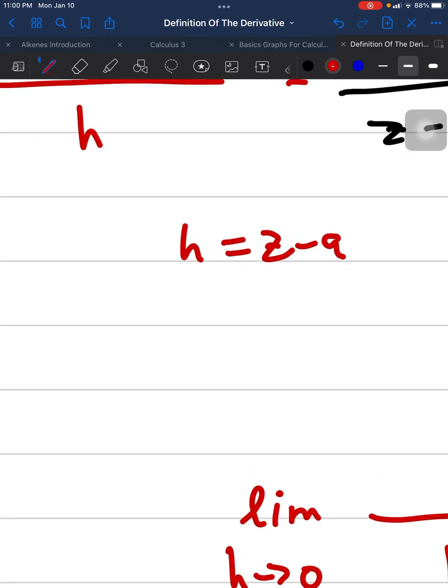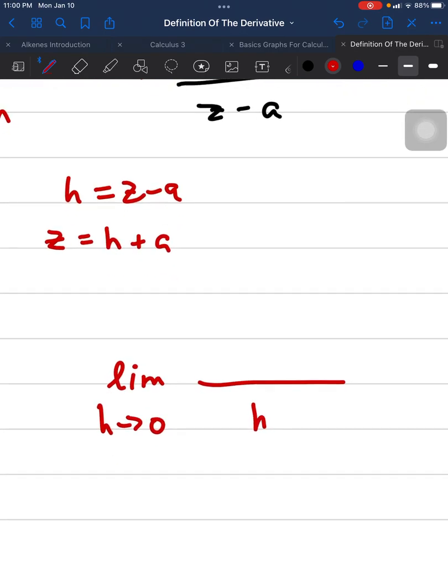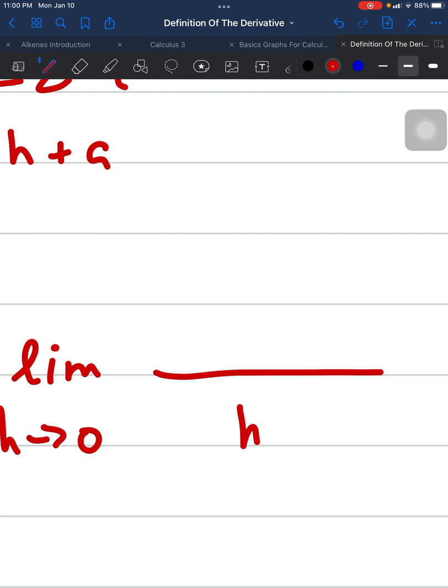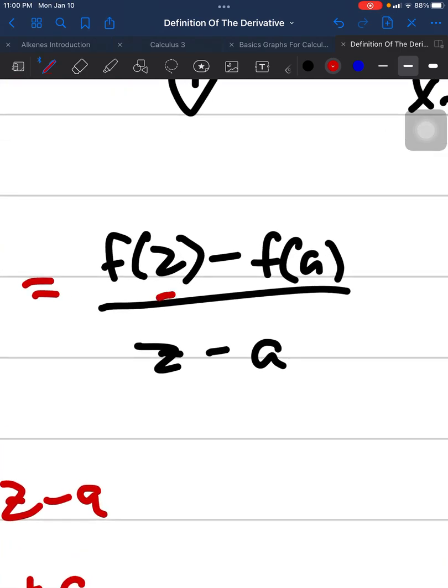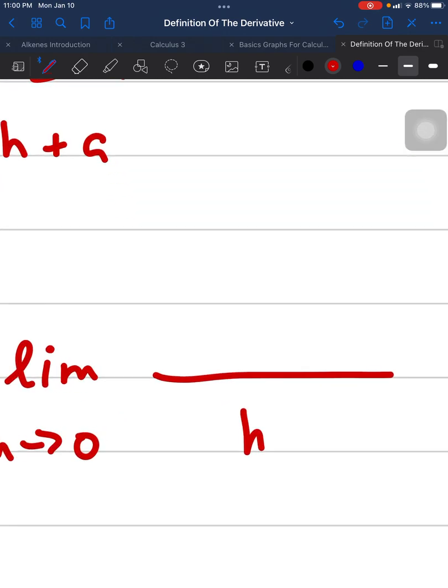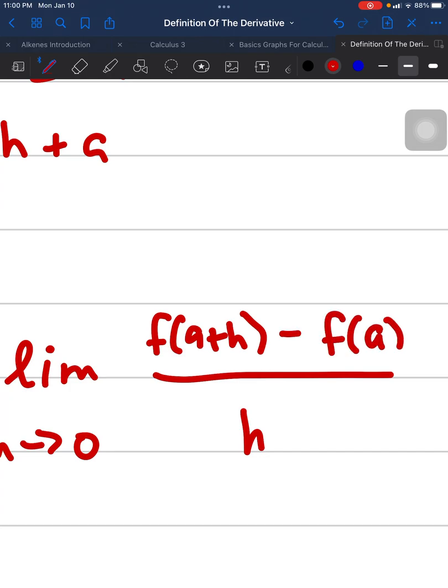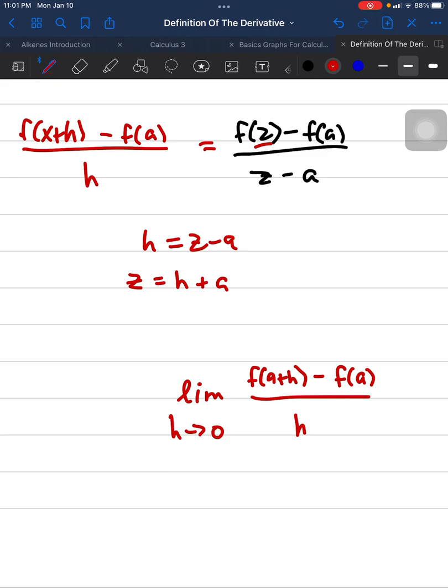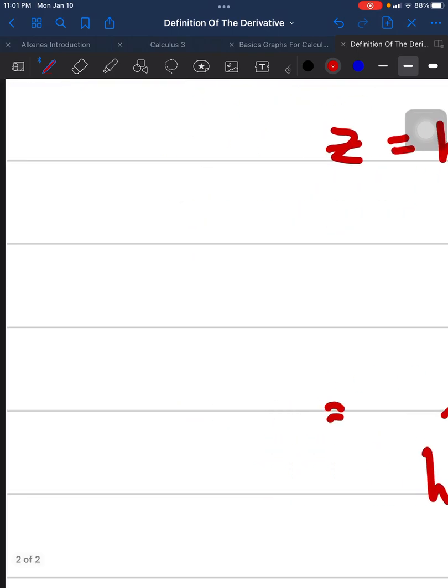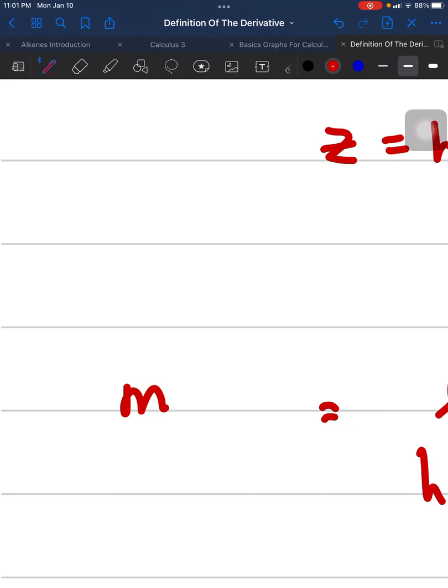So right here, when we solve for z, we get z is equal to h plus a, right? H plus a. So when we plug in for z in the numerator, we write f of a plus h minus f of a. And this is basically the limit definition of the slope of the tangent line.